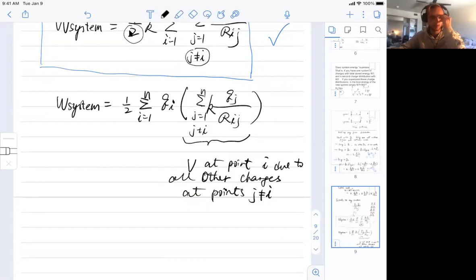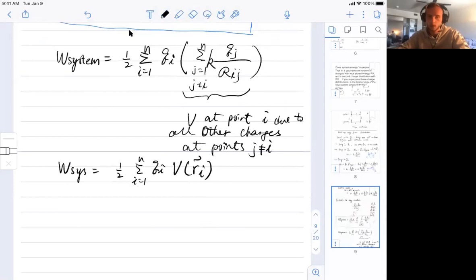So we are rewriting our system to be 1/2 sum of I to n Qi, and there's the potential at the location of I, where I is. So if we write it this way, you can see it's relatively easy now to change it from a summation to an integral. So now let's do that.